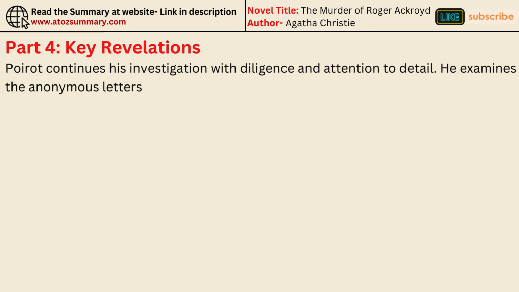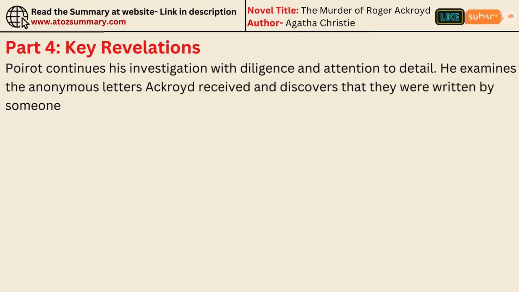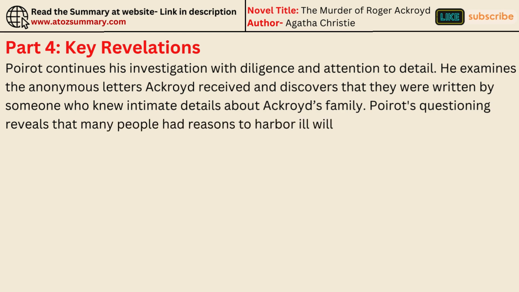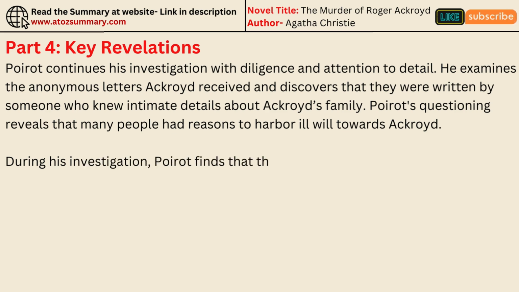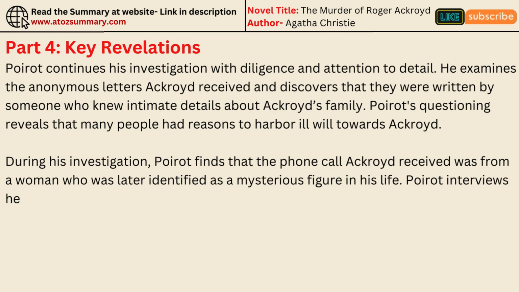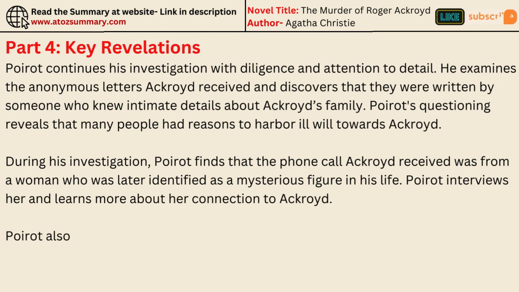He examines the anonymous letters Ackroyd received and discovers that they were written by someone who knew intimate details about Ackroyd's family. Poirot's questioning reveals that many people had reasons to harbor ill will towards Ackroyd. During his investigation, Poirot finds that the phone call Ackroyd received was from a woman who was later identified as a mysterious figure in his life. Poirot interviews her and learns more about her connection to Ackroyd.